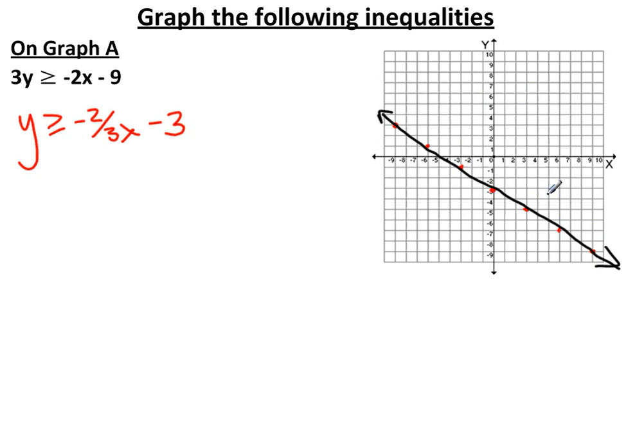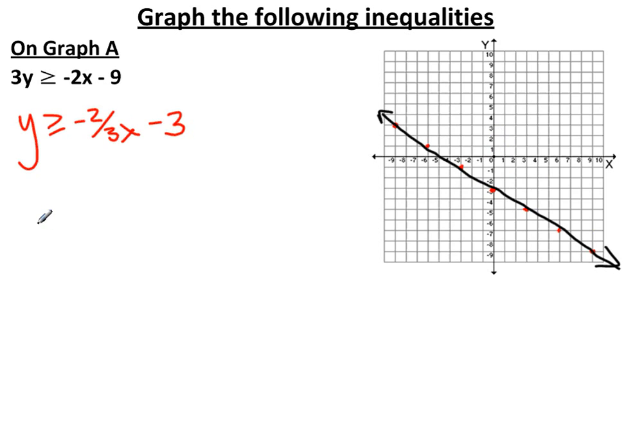So how do I know which side to shade? Well, I want all the values that are greater than this line, which you would kind of think of as being up here, but how do we know for sure that these are the points that are greater than the line negative 2/3 x minus 3? Well, we'll pick a test point. And if I look at (0, 0), it happens to not fall on this line. It's actually on one of the sides.